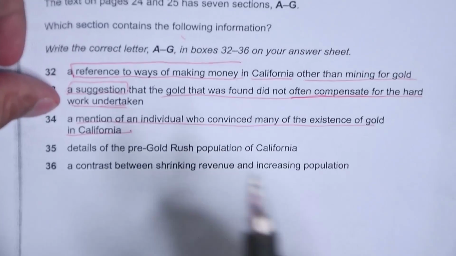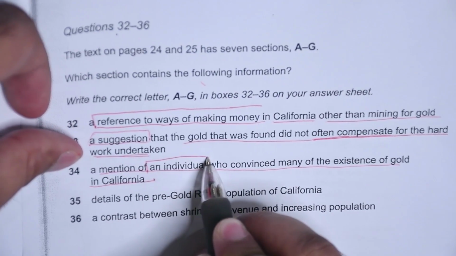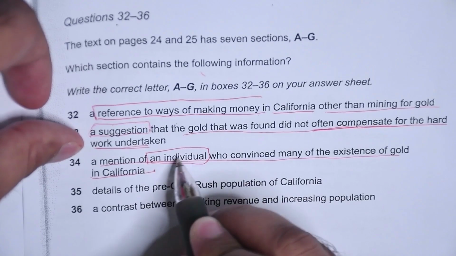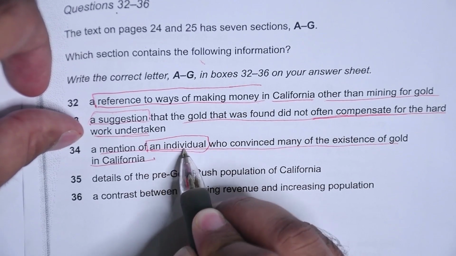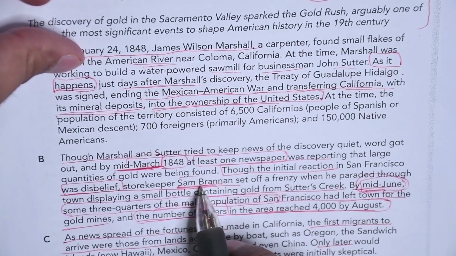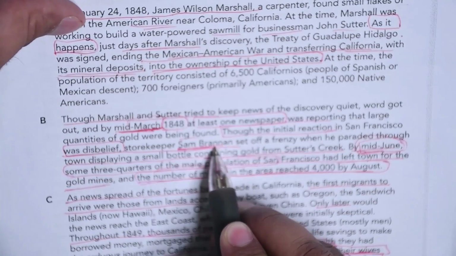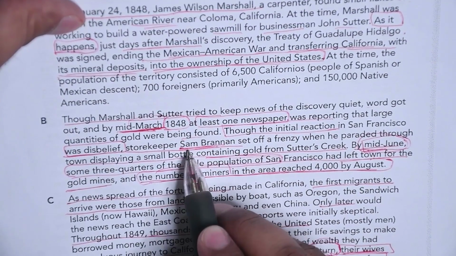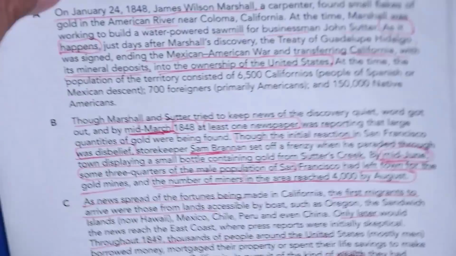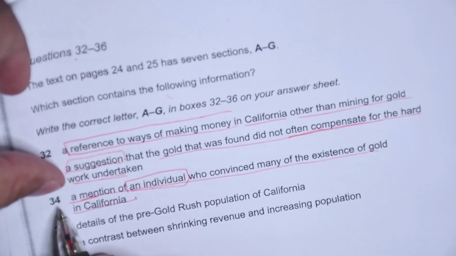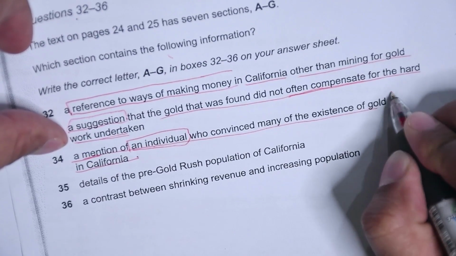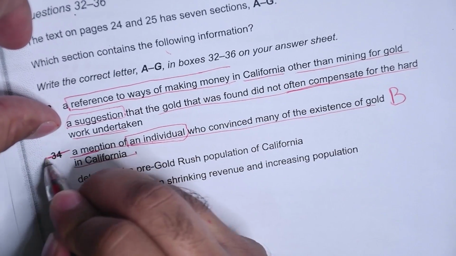So what's the question? A mention of an individual. Now when they say individual, you need to look for a paragraph with names. And they have mentioned here Sam Brannan. Okay, and he just showed this to everyone. So paragraph B is the right answer for question number 34. We write it down here and we cross it here.